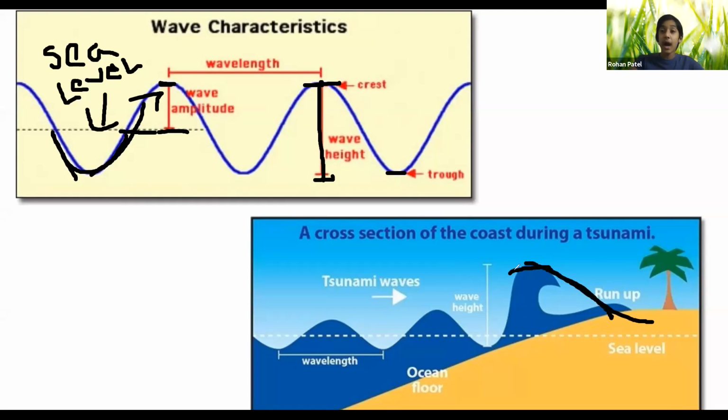And depending on how big or how tall, how high up the crest is and how low down the trough is, it can be more destructive. So if this is a tsunami wave, our crest is going to be very high and there are going to be lots of crests. Sorry about that. The wavelength is the distance between two crests of a wave.